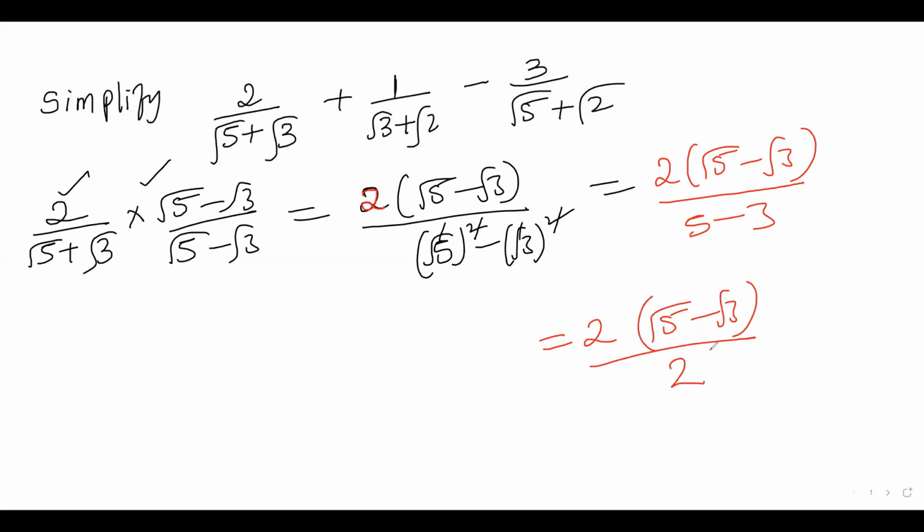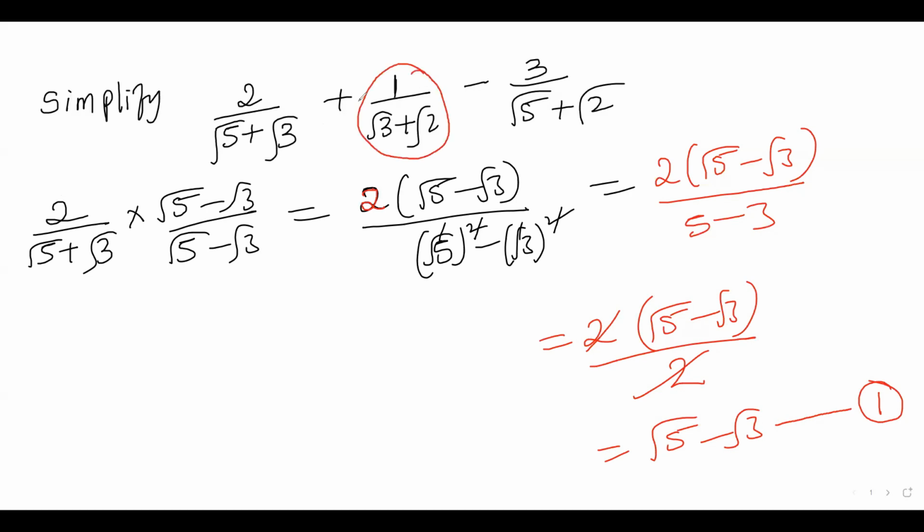And these 2 will get cancelled. So simplification of first term is √5 minus √3. I am taking this as equation 1. Now I will be taking the second term. You can look at the second term. I will be taking this term in the next page and rationalize it.